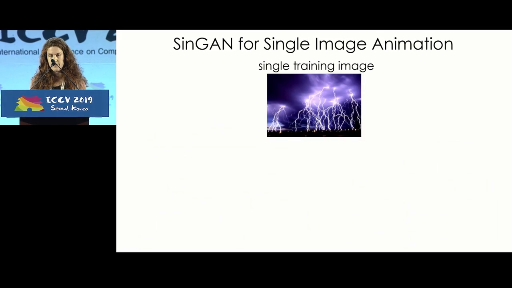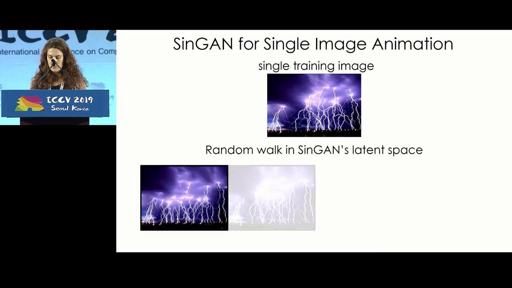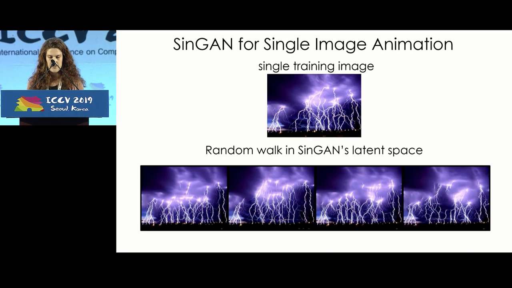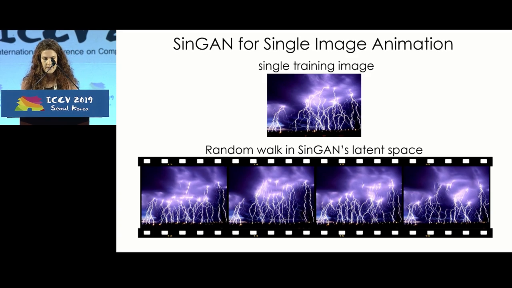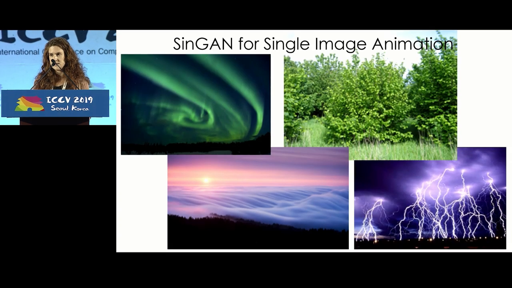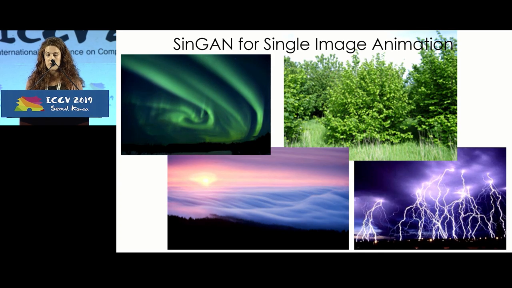Another application is animation from a single image. Here we use a random walk in SinGAN's latent space to produce smoothly varying video clips. The effect is that these still images can be brought to life.